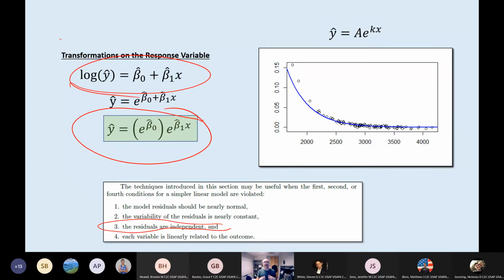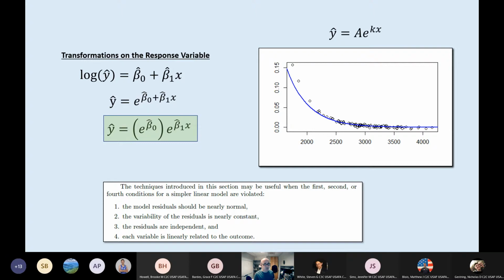And because that is a quality of the sample, doing transformations doesn't change that, because the transformations just mathematically kind of play with the numbers. It doesn't change my sample. So transformations can't fix an independence problem. The only way to fix independence issues is to change your sample in some way.